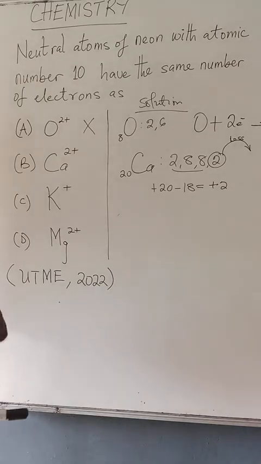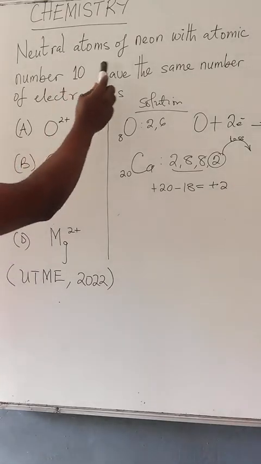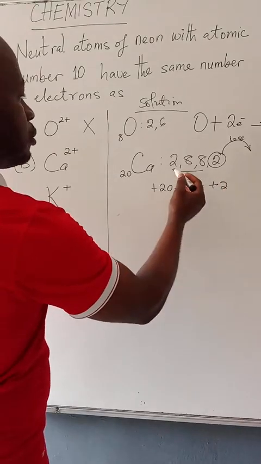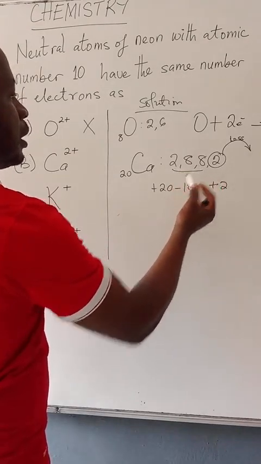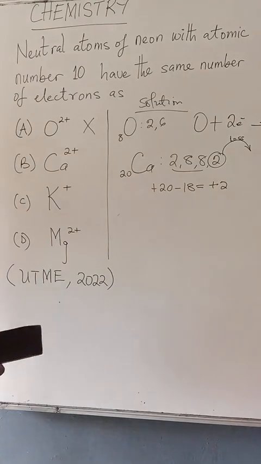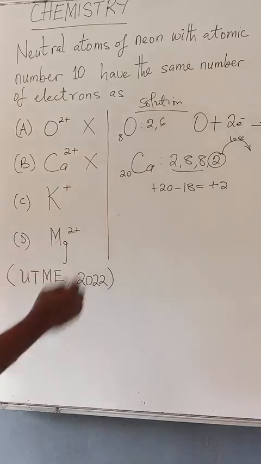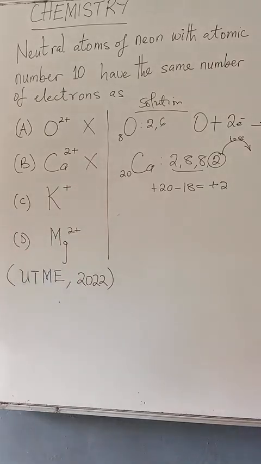But remember, we are asked which of these has the same number of electrons as a neutral atom of neon. A neutral atom of neon has 10 electrons. The calcium ion has 2 plus 8 plus 8, that is a total of 18 electrons. 18 electrons. So this option is off. Is that clear? Calcium ions have 18 electrons each.